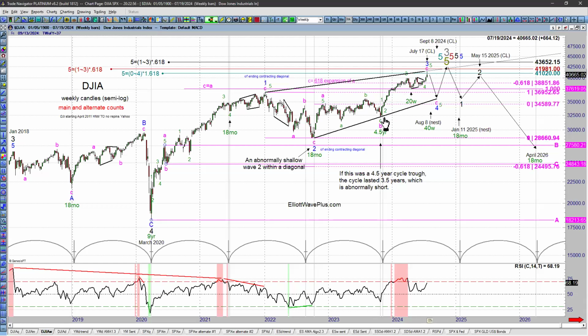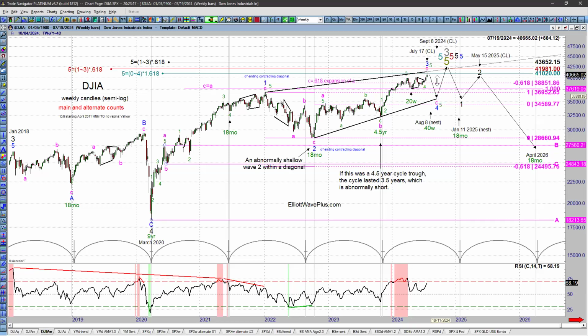The final move up needs to count as a 1, 2, 3, 4, 5. And I believe that what we saw here was a wave four triangle and a terminal thrust out of that wave four triangle. Then we had the terminal thrust.